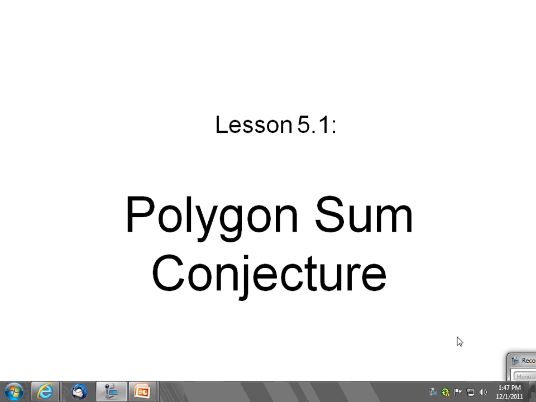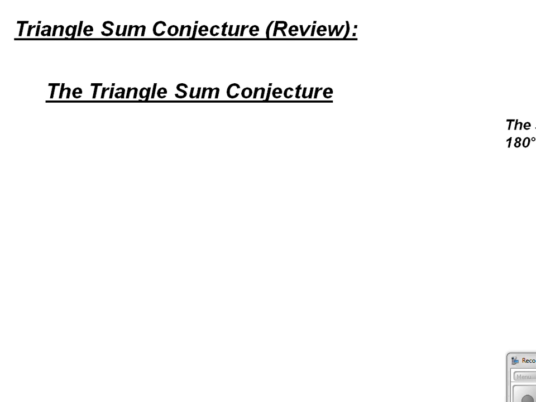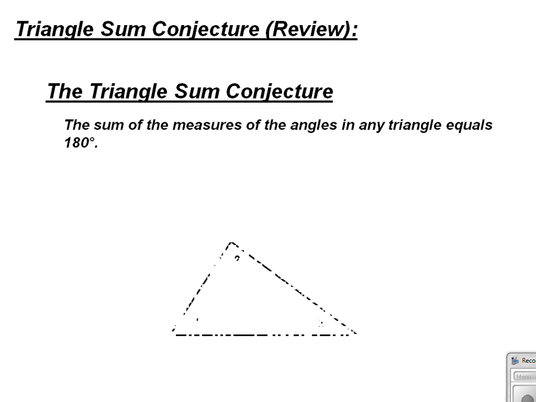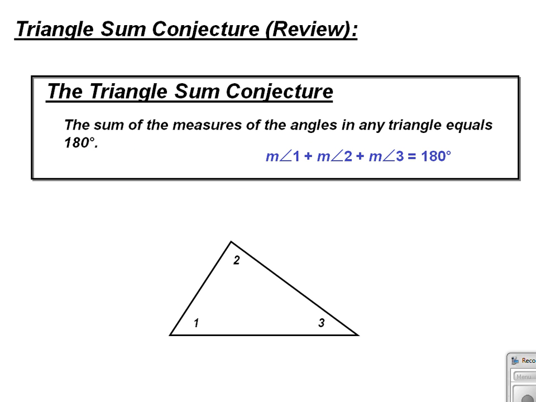Lesson 5.1 on the polygon sum conjecture. Now, to do a quick review from the last chapter, we discussed the triangle sum conjecture. The triangle sum conjecture said that given any triangle, the sum of the measures of the angles of that triangle equals 180 degrees. Now, this is going to play a very important part in today's lesson.